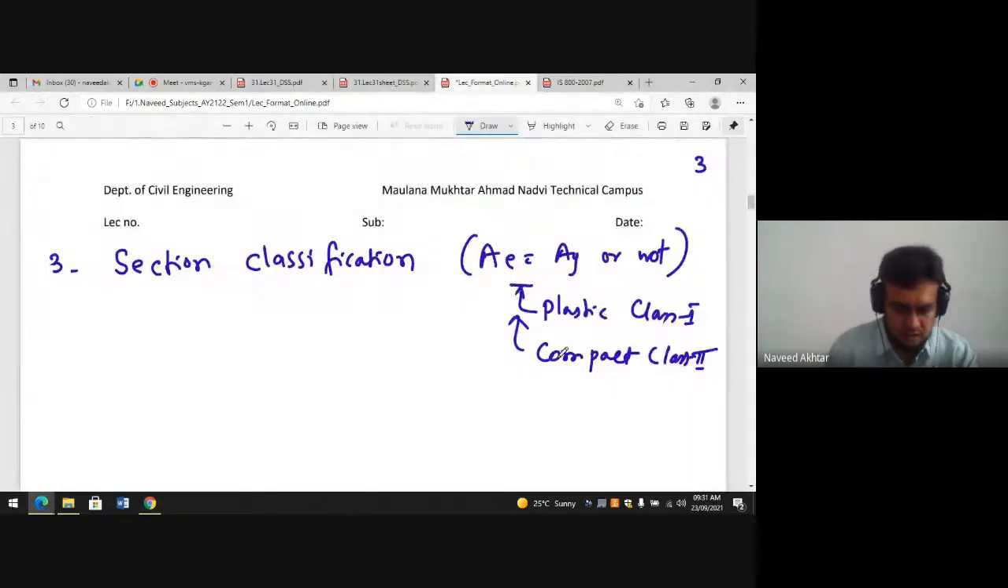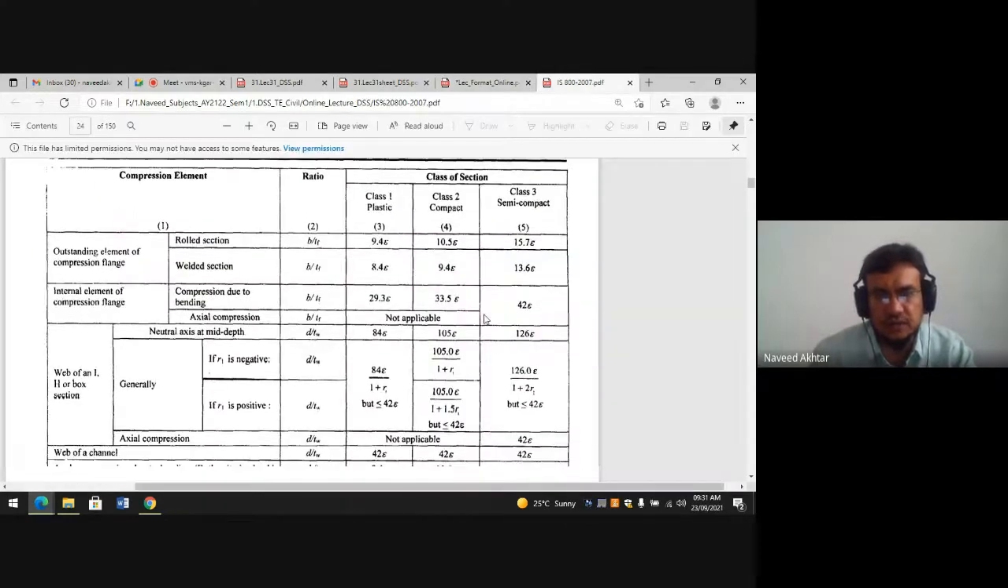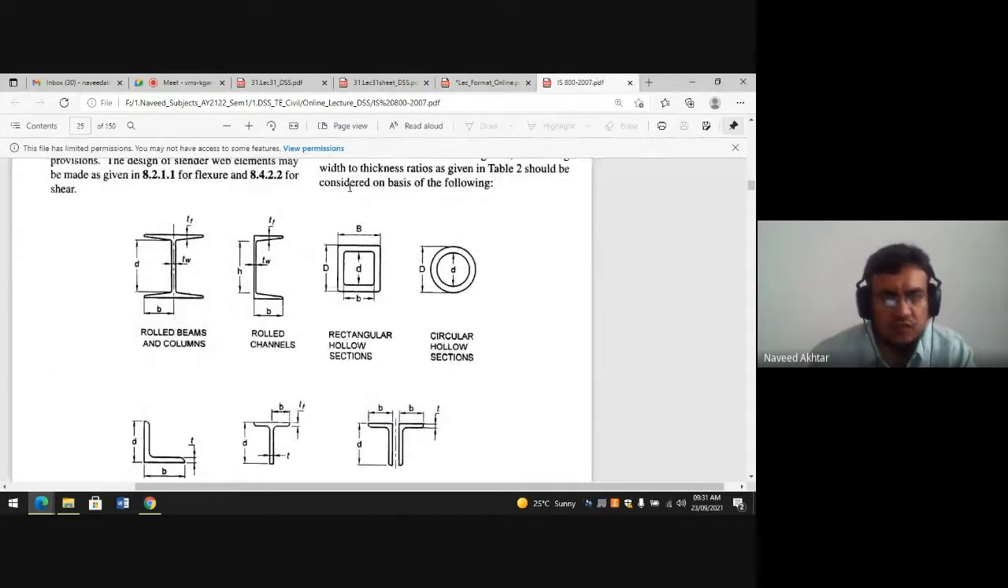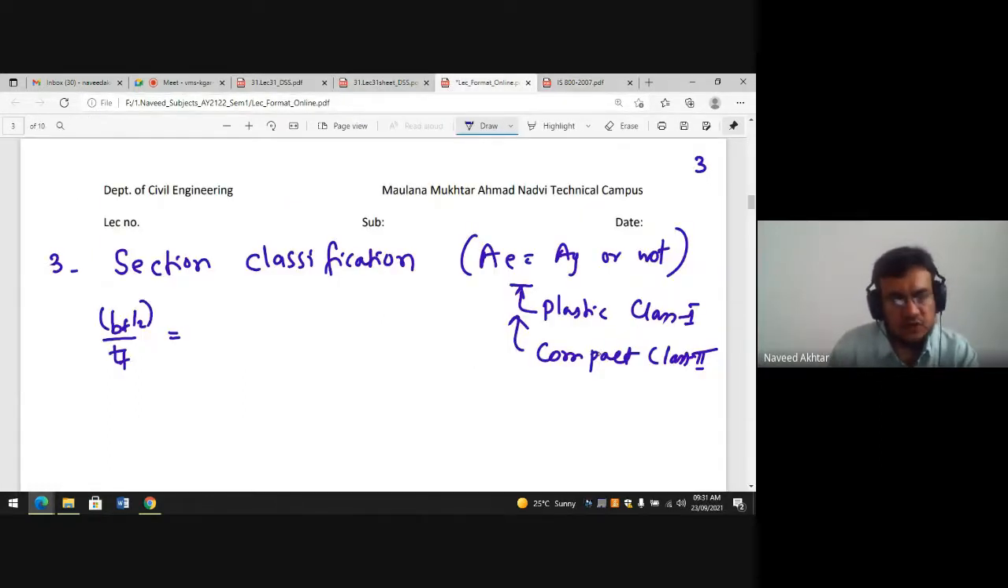So we have to find out. First, I will take the flange element, so b by tf is equal to. Because our section is an I section, b is the bf by 2 here, and d is the depth of web only. So if I write bf by 2, then 250 divided by 2 upon tf, tf is 13.7, so it is 125 by 13.7.